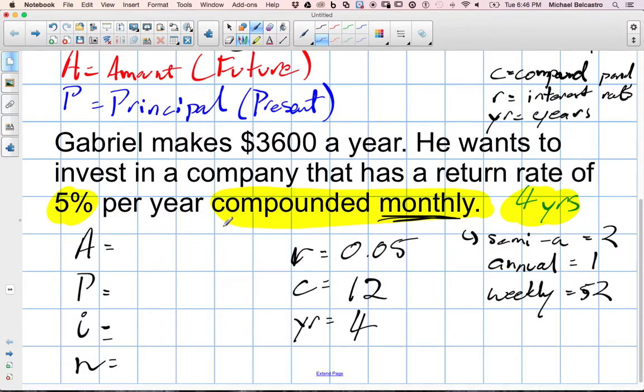We got to pick out from this question. A is the future amount. Do we know what that is in this question? No. So that's what we're trying to find. The principal, or the present amount of money that he has to invest: $3,600. Okay, so I is something we're going to calculate. I is the interest rate. So I'll write it out here. R over C. So that means we have 0.05 divided by 2. I think it'll give us, but double check it, 0.025.